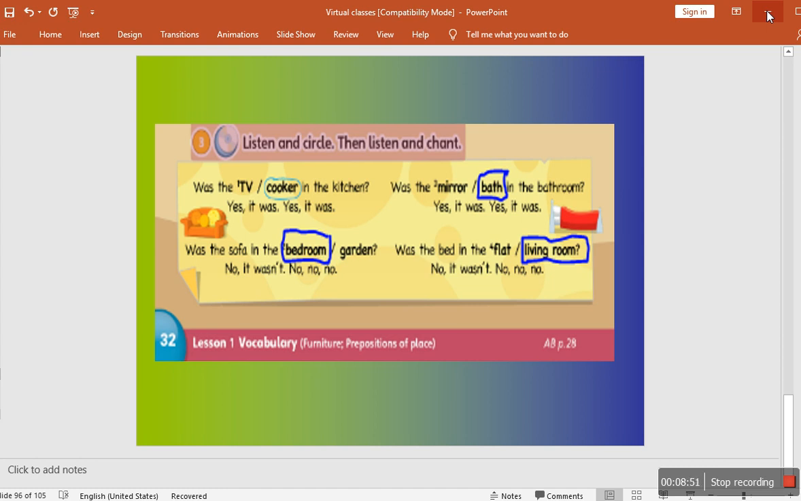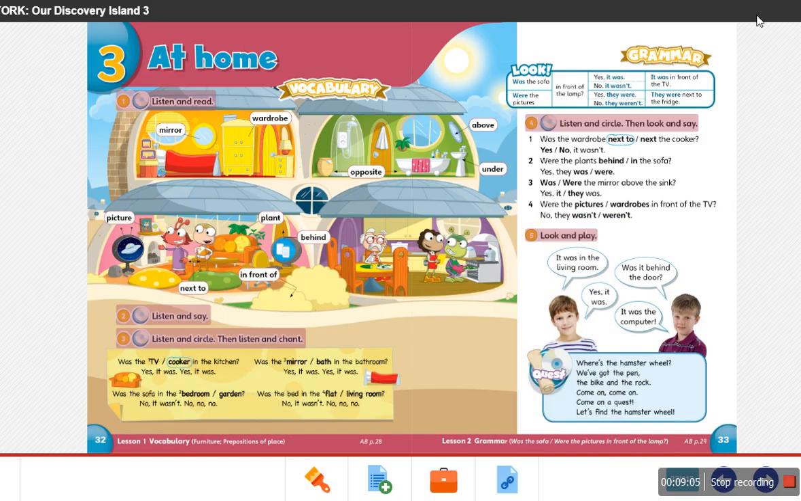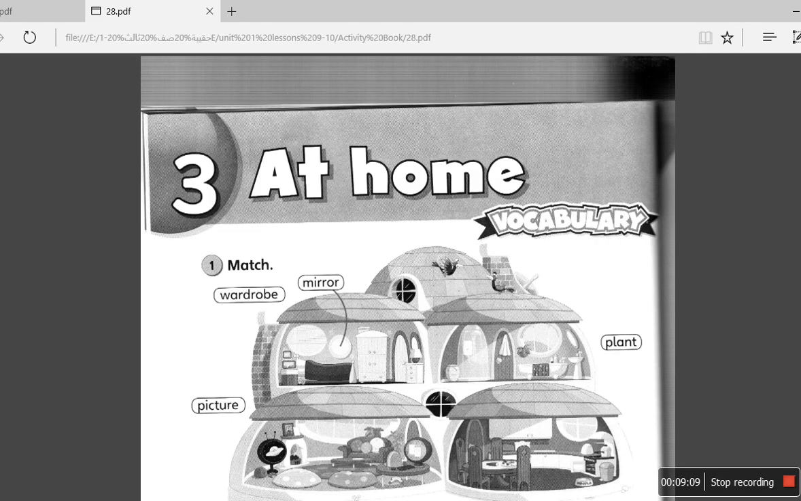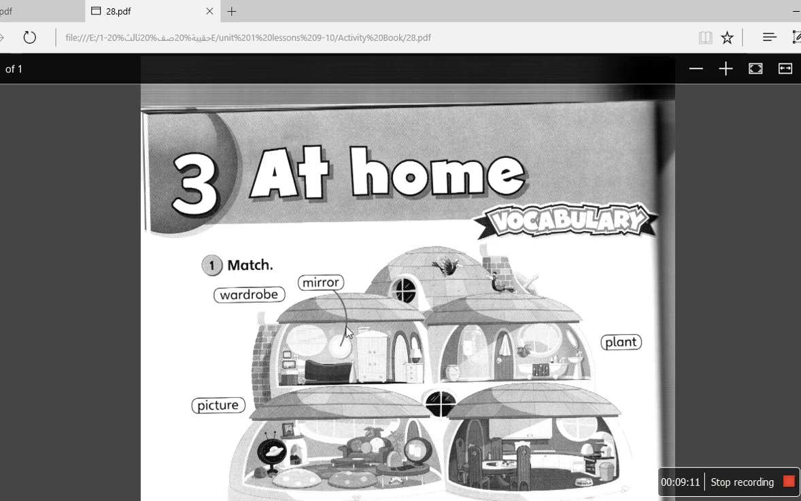Have you finished? Okay, let's move on to the next one. Okay, I heard one of my students saying not yet. Okay, please finish quickly. Okay, so let's go now to the activity book.